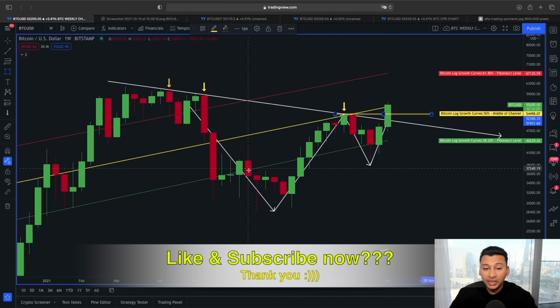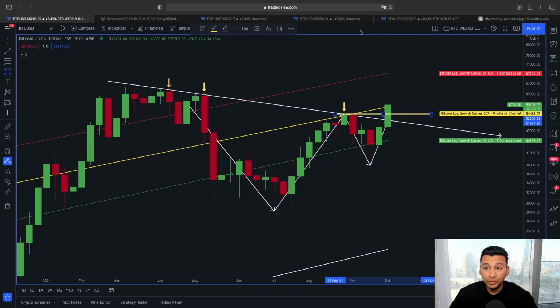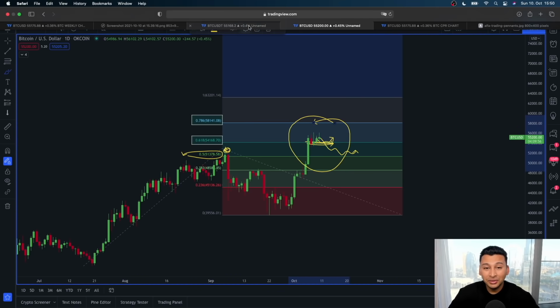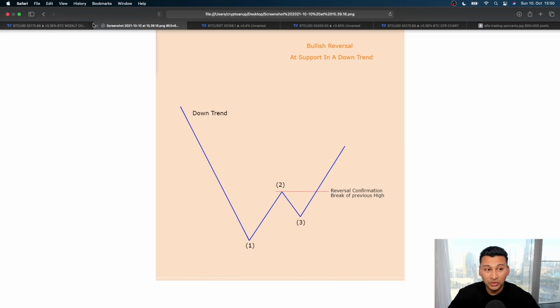And also in a weekly, as you can see, this formation with the Bitcoin logarithmic growth curve and also this 1 2 3 reversal could be in favor of bulls. So guys, as long as the price of Bitcoin is going to remain above this 51 to 52,000, there is a very high probability that we are going to continue this rally here to the upward direction. So these are some of the scenarios I thought of sharing with you in today's episode.